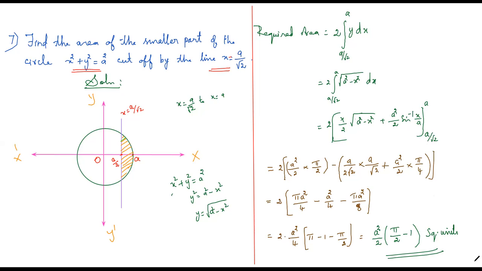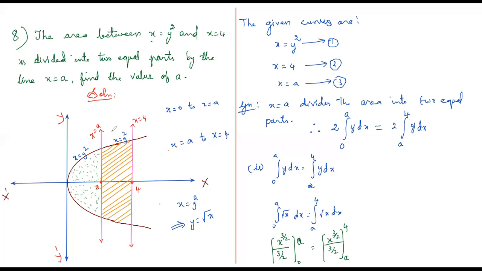Now let's move to the next question, which is question number 8. The eighth question is: the area between x is equal to y square and x is equal to 4 is divided into two equal parts by the line x equal to a. So it is given the area between the curve x is equal to y square and the line x equal to 4. The area between these two is divided into two equal parts by the line x equal to a.